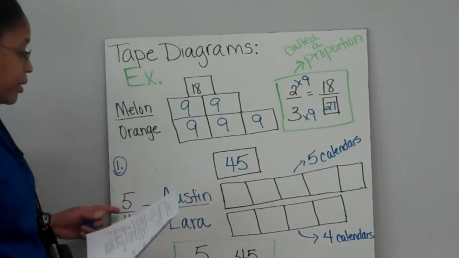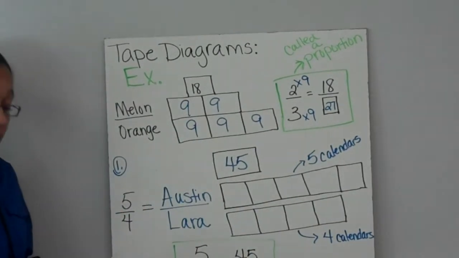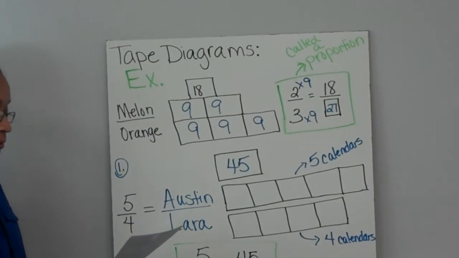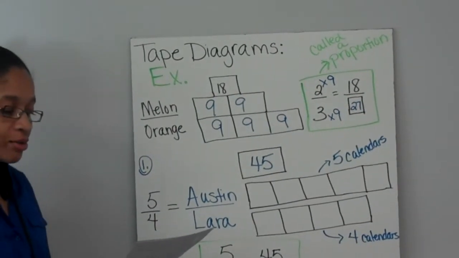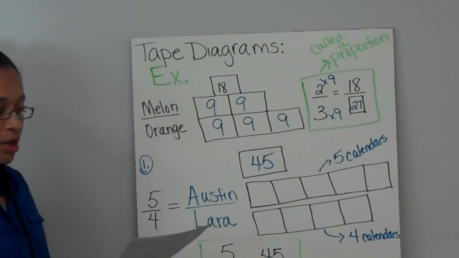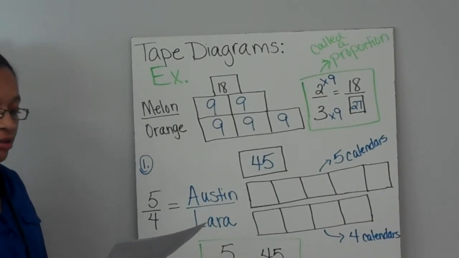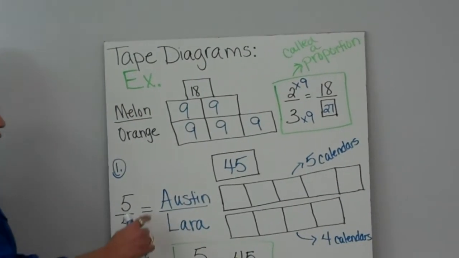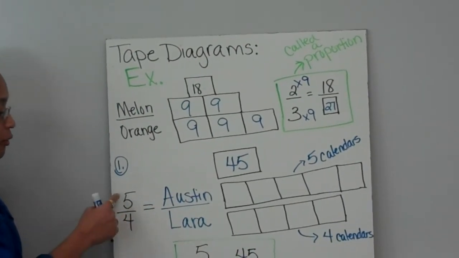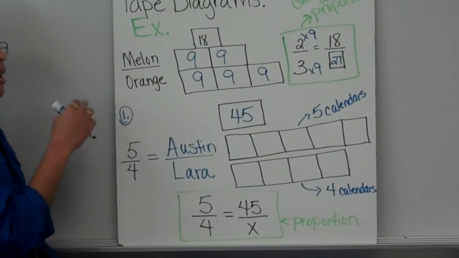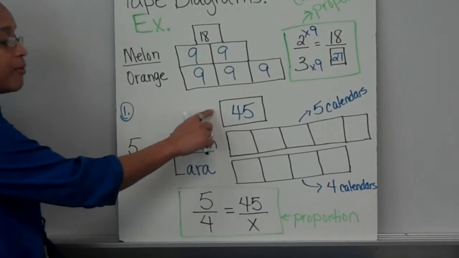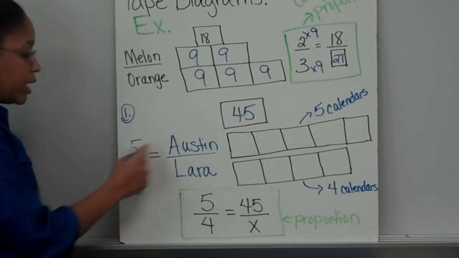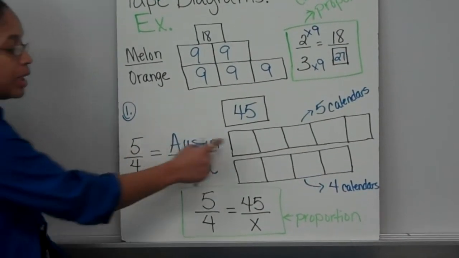The next problem, the first problem, says, for every 5 calendars that Austin sold, Laura sold 4. Austin sold 45 calendars last month. How many calendars did Laura sell? Well, I have Austin over Laura. I know for every 5 Austin sold, Laura sold 4. They also told me that Austin sold 45. So I'm going to start with 45, and I'm going to represent this number in boxes.